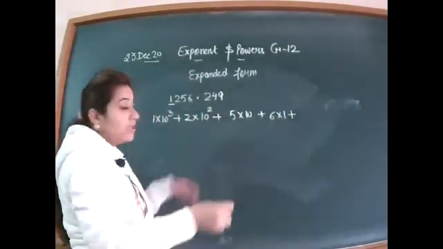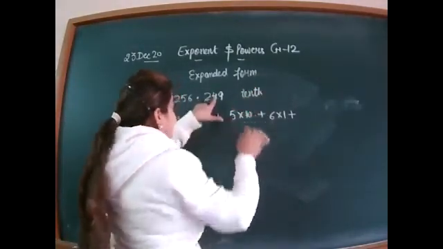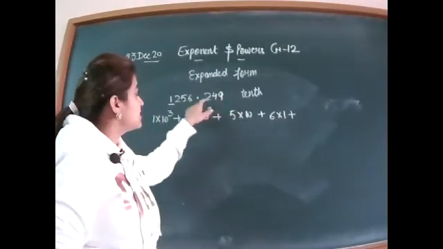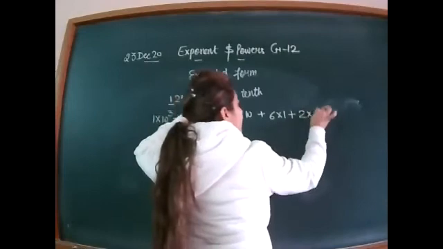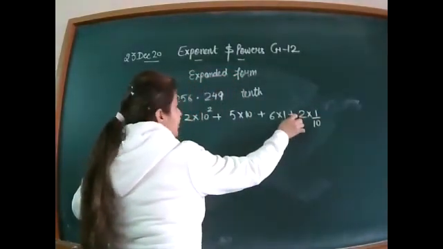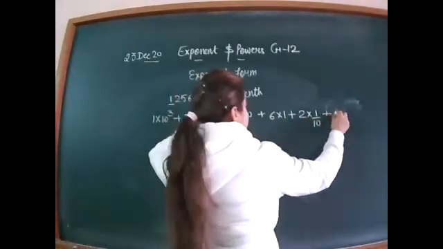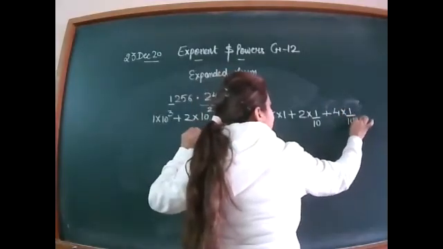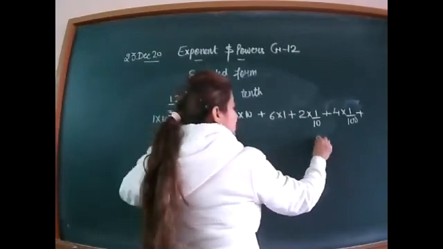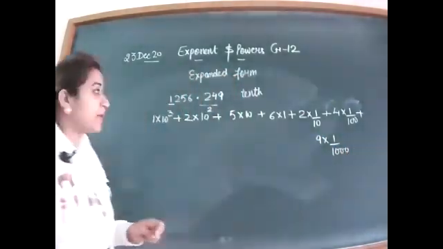Now after the decimal, this 2 is at the 10th place. 4 is at the 100th place and 9 is at the 1000th place. So 2 will be written with 1 upon 10 because if you remove this 0, it will put decimal here. So this will give you this term. Now the place of 4 is 100. So it will be multiplied by 1 by 100 and the place of 9 is 1000. So it will be written with 1 upon 1000. So this is the expanded form.